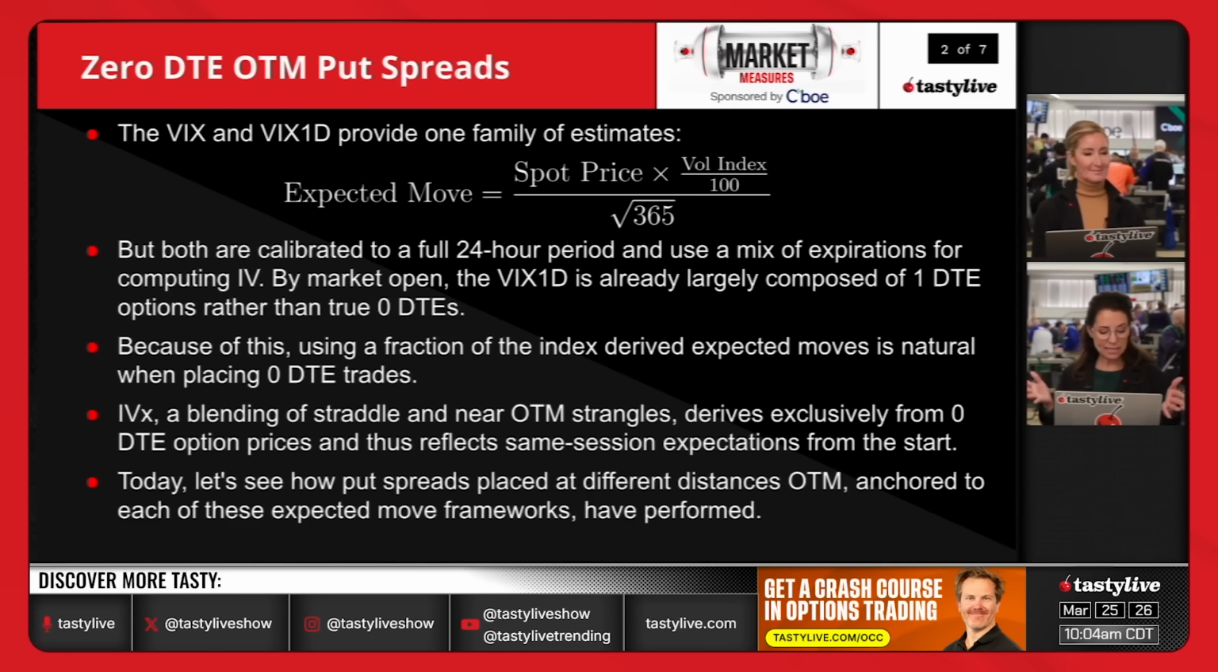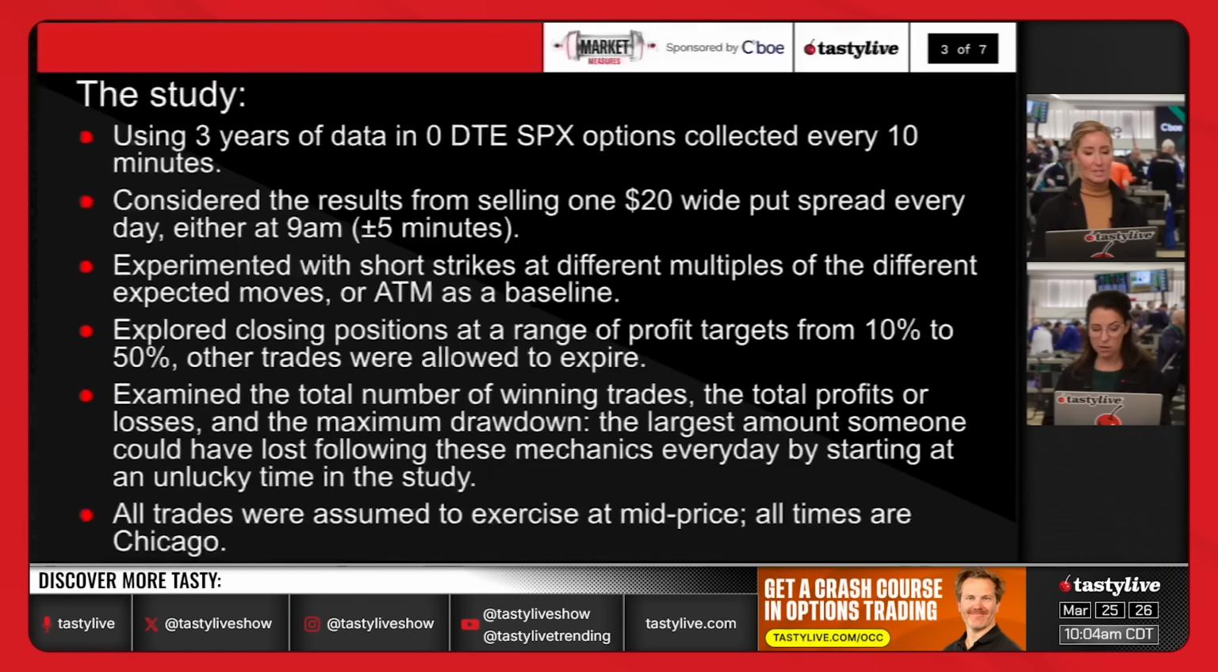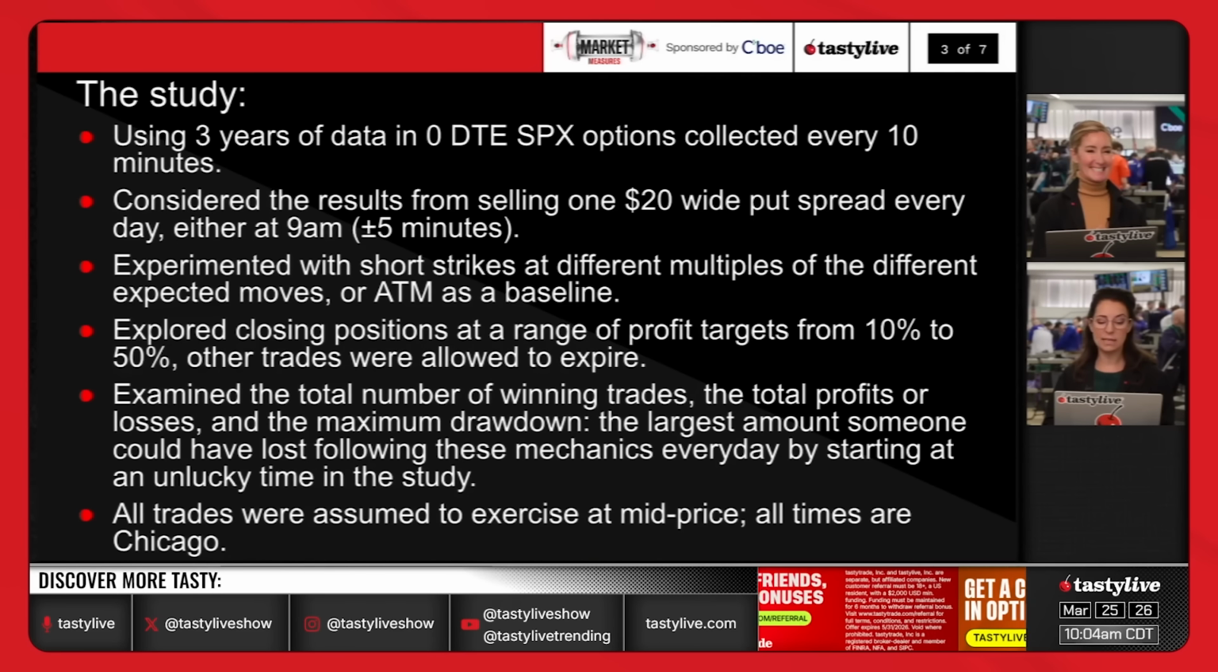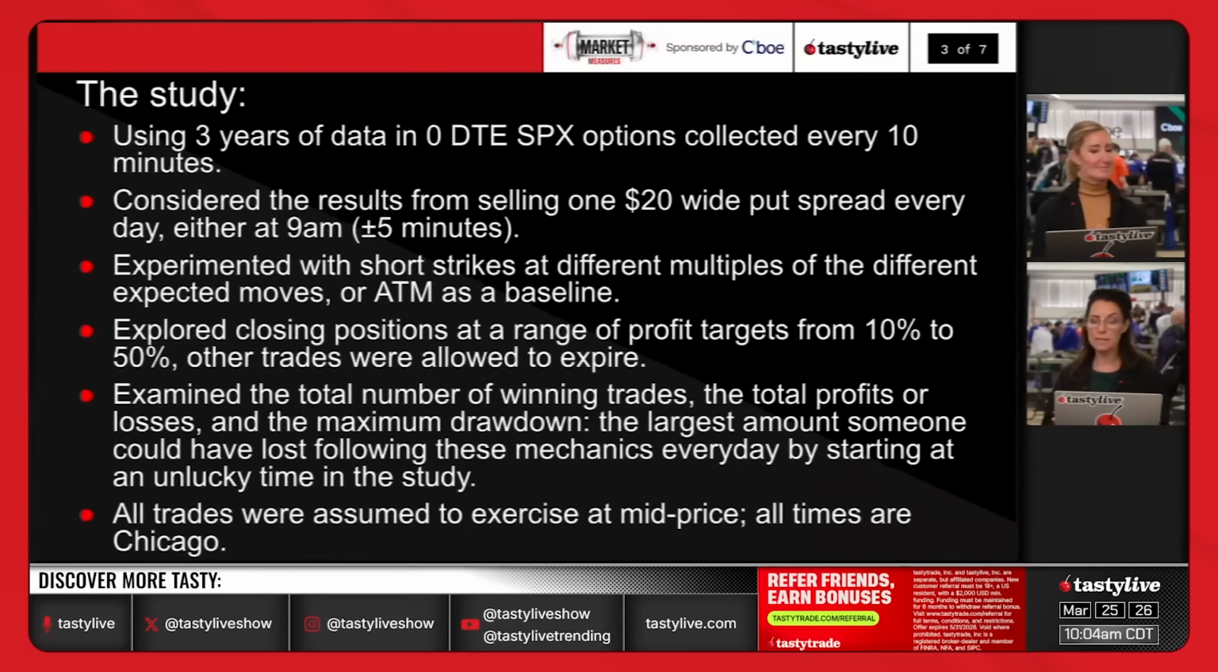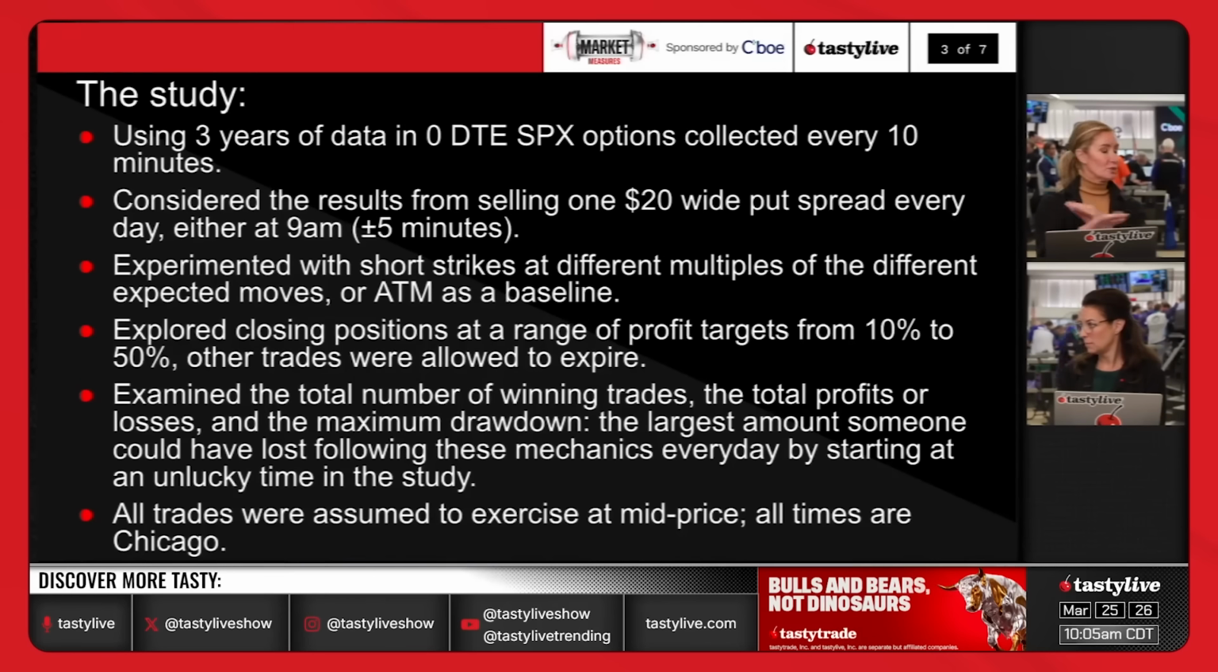Correct. All right, today let's see how put spreads placed at different distances out of the money, anchored to each of these expected move frameworks, have performed. So now we're getting into the study. Using 3 years of data in 0 DTE SPX options collected every 10 minutes, we consider the results from selling one $20 wide put spread every day at 9 a.m., give or take 5 minutes. We experimented with short strikes at different multiples of the different expected moves, or at the money as a baseline. Which at the money we did last week, but with different widths. Now we're sticking with just $20 wides.